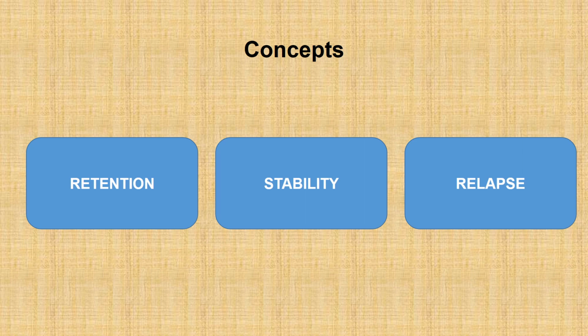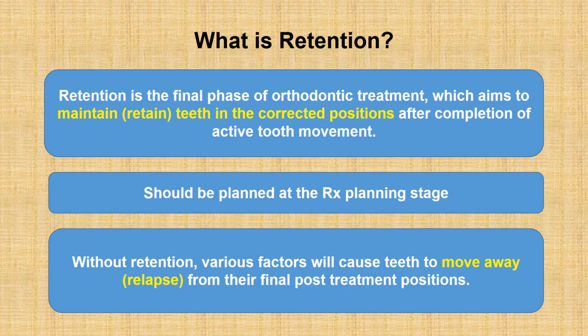Now, there are three concepts that we will look in. One is retention, two is stability, and three is relapse. So, what is retention? Now, retention is the final phase of orthodontic treatment which aims to maintain or retain the teeth in the corrected positions after completion of active tooth movement.